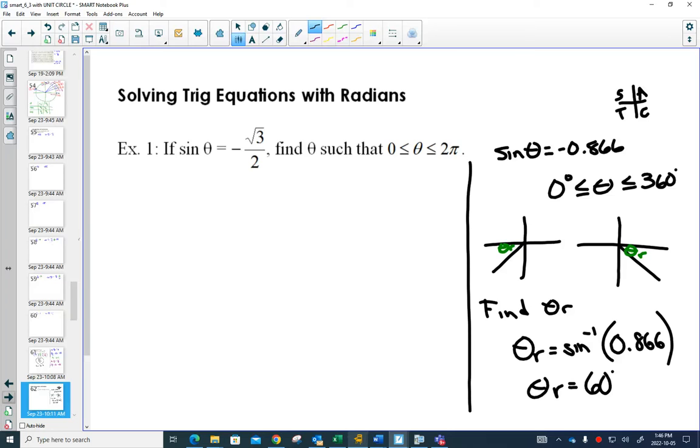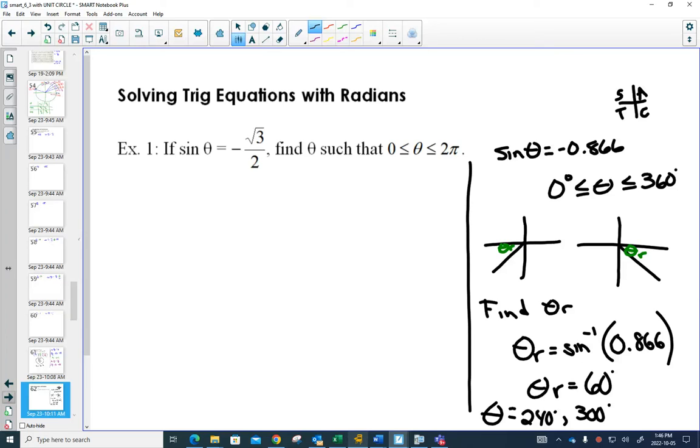And then your final answers for theta, well, what's 180 plus 60? You would write 240 degrees. And what's 360 minus 60? You would write 300 degrees. But in grade 11, you would need a calculator for this question. Okay? In grade 12, this is how it's going to look. You're going to say root 3 over 2 is on my unit circle.